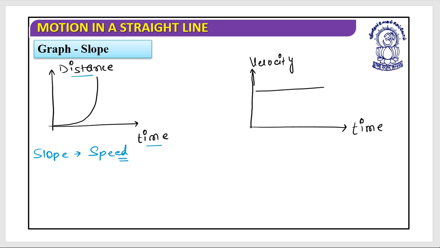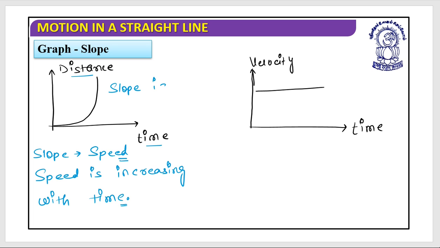Now what does this graph represent about the speed? Have you remembered this pattern? It tells that speed is increasing with time. Speed is increasing with time. How could I know this? Because through this graph, the slope is increasing.